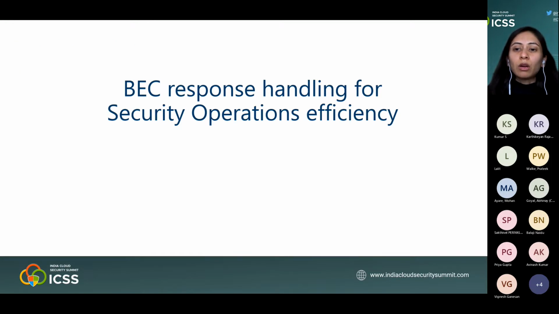So we've covered how MDO keeps you secure against BEC attacks by impersonation and spoofing protections and account compromise. Not only that, let's see how SecOps efficiency can be achieved for BEC response handling. And we take a lot of pride in securing customers across the M365D environment for end-to-end protection and actions that SecOps can take.